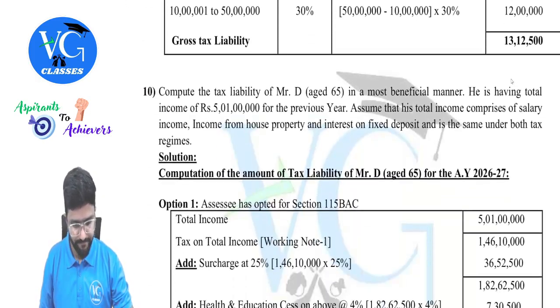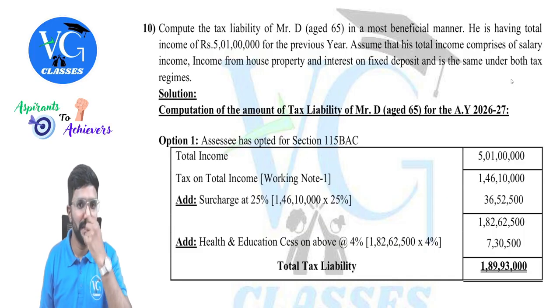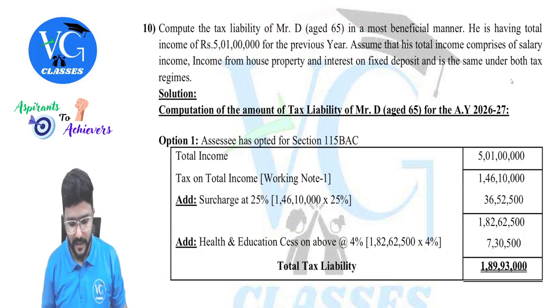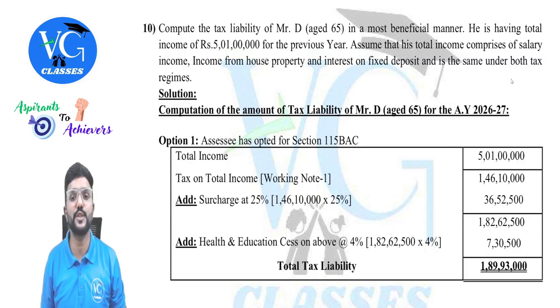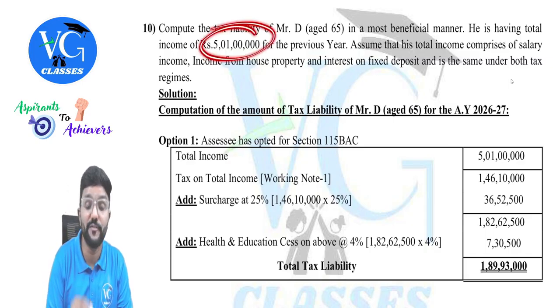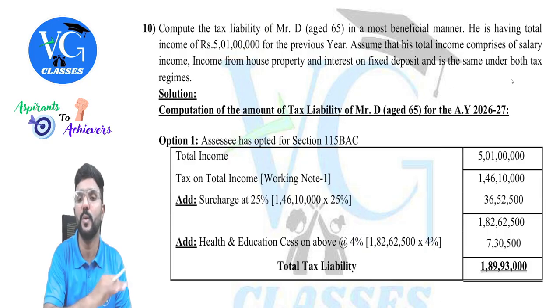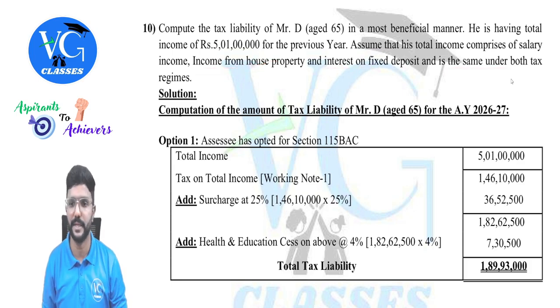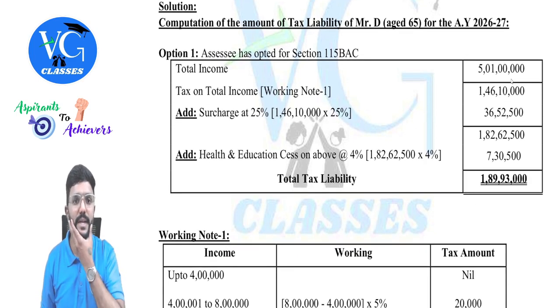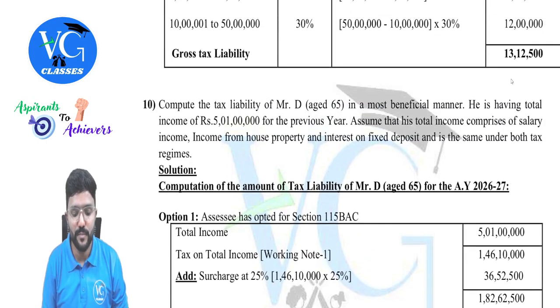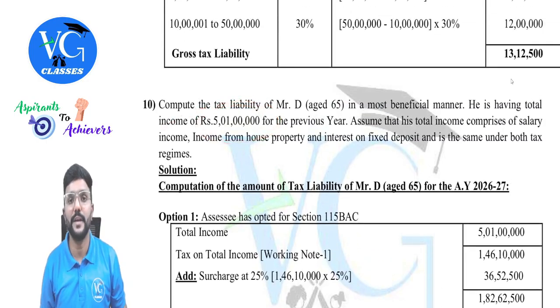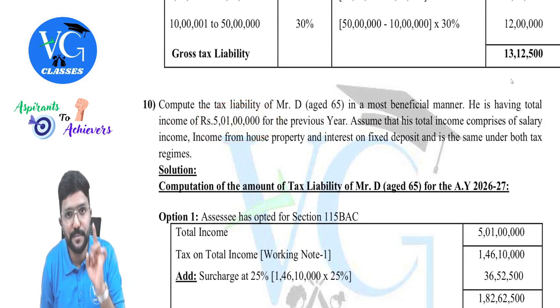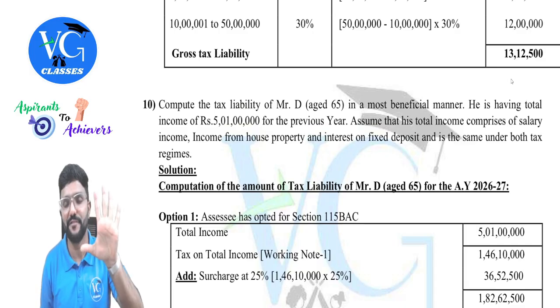Then one more. Here the assessee is aged 65 years. We are supposed to calculate the tax in the most beneficial way. And the total income is 5 crore 1 lakh, which we'll assume is completely normal income. It is given here. Okay, sir. So under the default regime, guys, it is more than 5 crore. What is the surcharge rate? Guys, please be careful. The highest rate of surcharge under default regime is 25%.